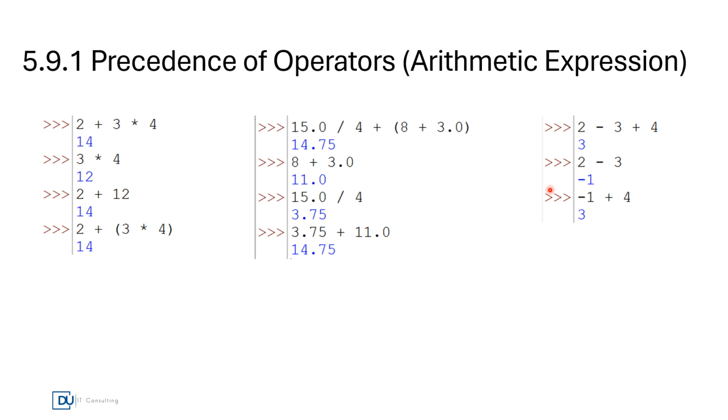Now let's take a look at another example: 2 minus 3 plus 4. In this case, minus and plus have the same level of precedence, so it is executed left to right. First it calculates 2 minus 3, which is minus 1, and then 4 is added to minus 1, so we get 3. The minus in minus 1 is called unary because it is in front of an integer.